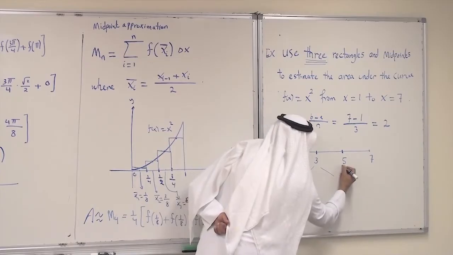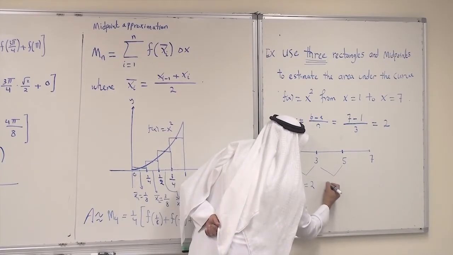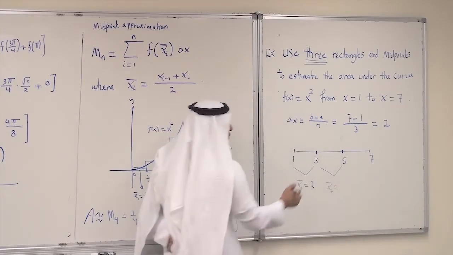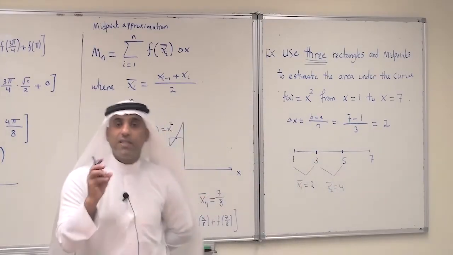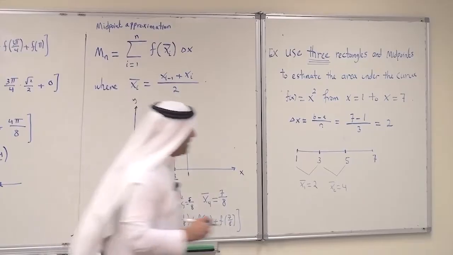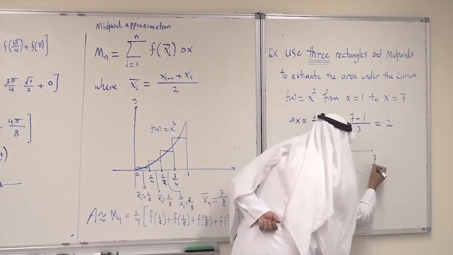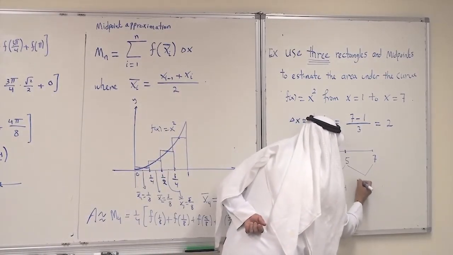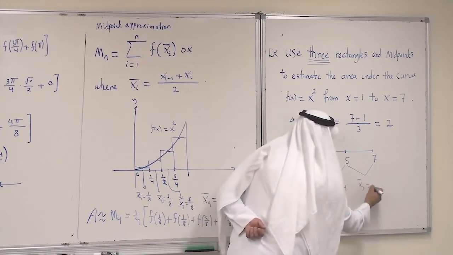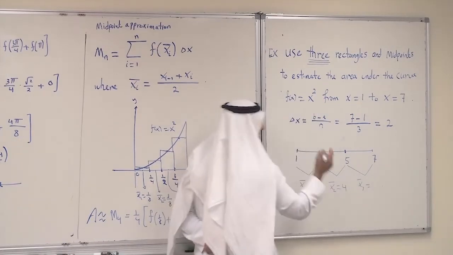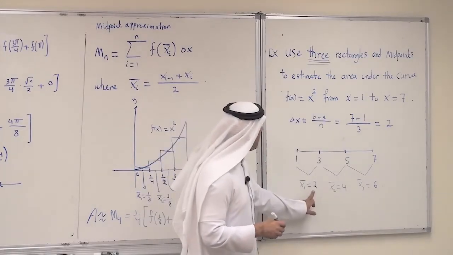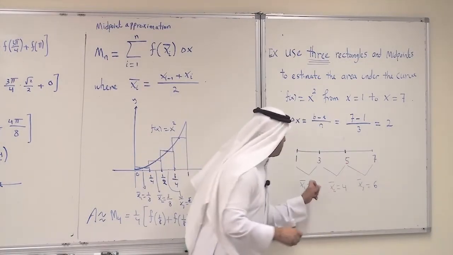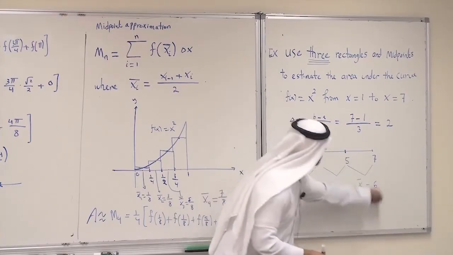Then I need to go and evaluate the second point here, which is the midpoint between 3 and 5. Clearly it is equal to 4. 5 plus 3 is 8, divided by 2, that's equal to 4. Next, I have the midpoint between 5 and 7. This is x3 bar, which is equal to 7 plus 5 is 12, divided by 2, that will be 6. Or you start here and you are adding the delta x. So 2 plus 2 is 4 plus 2, which is equal to 6.